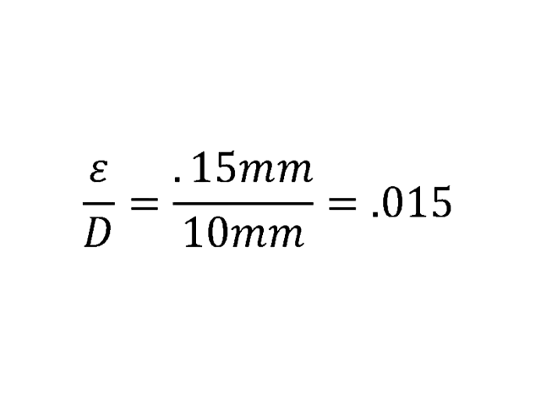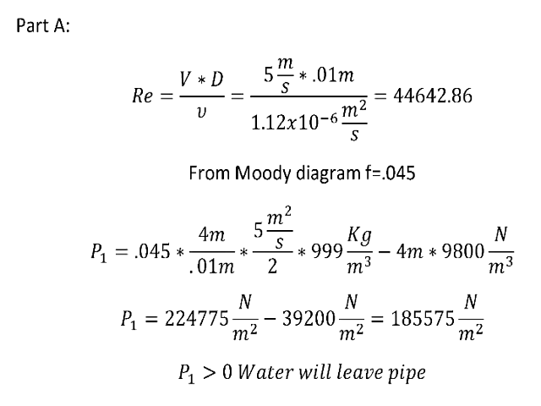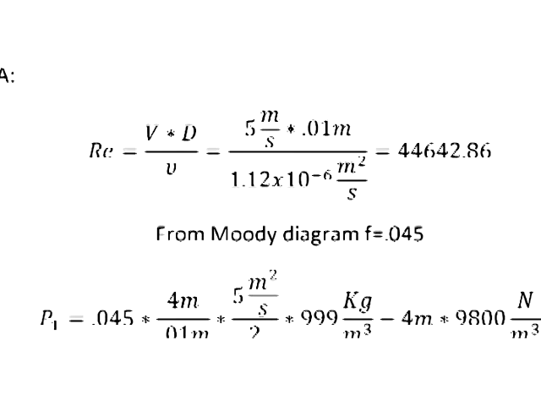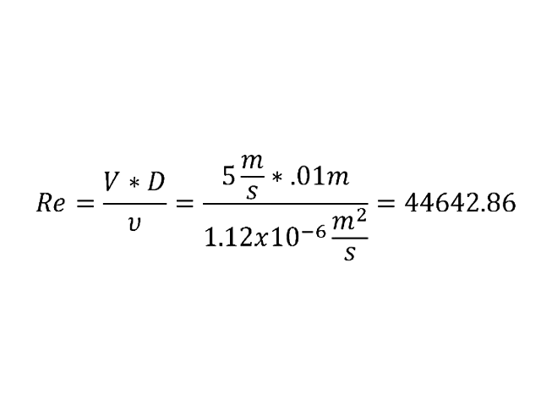We will then find epsilon, which is the roughness, using table 8.1 on page 412, and divide this by D and solve. In part A, first thing we'll need to do is find the Reynolds number. So we take the velocity times the diameter of pipe divided by the viscosity.